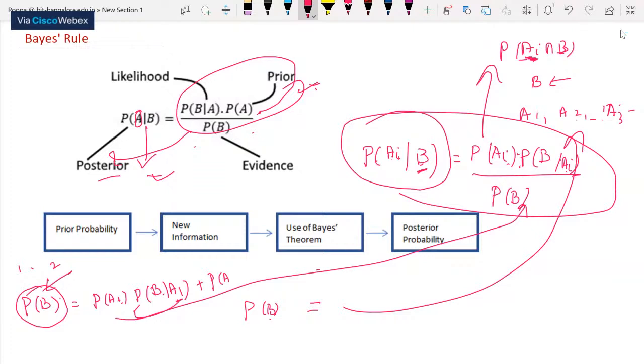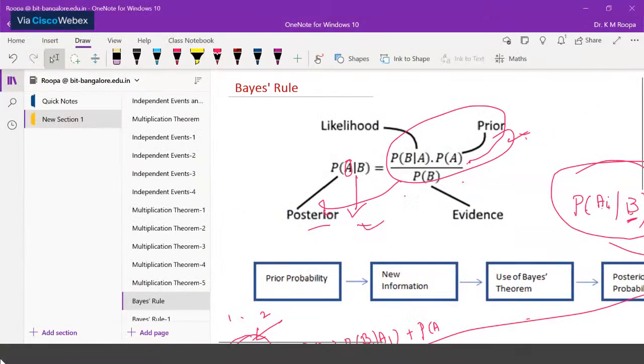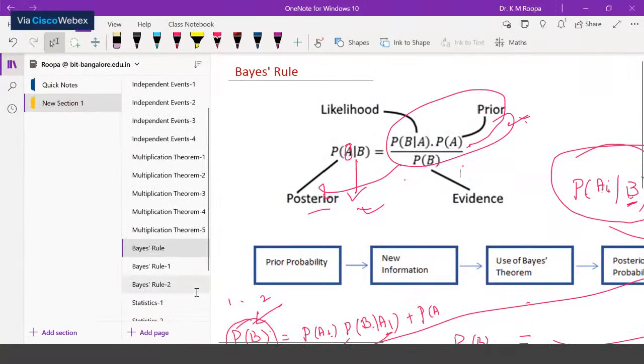I think at least a few students are clear about the concept of Bayes rule or Bayes theorem. Anyone, please put a message, yes or no. Has anyone put a message? Okay, it's clear.